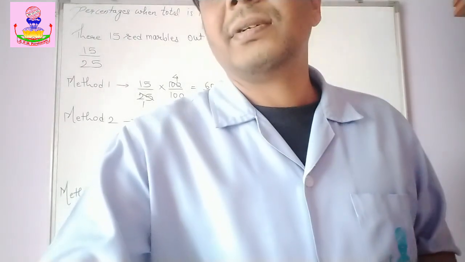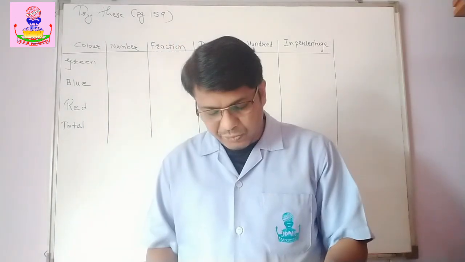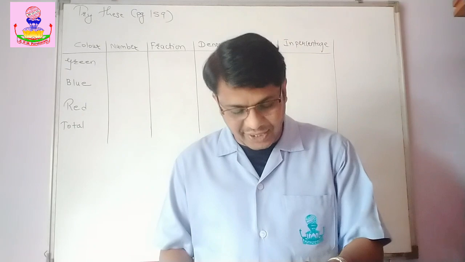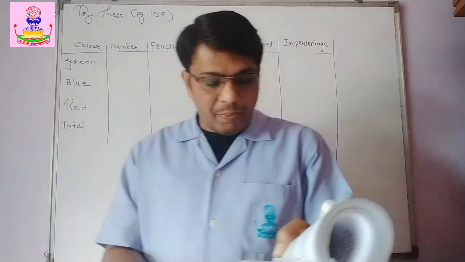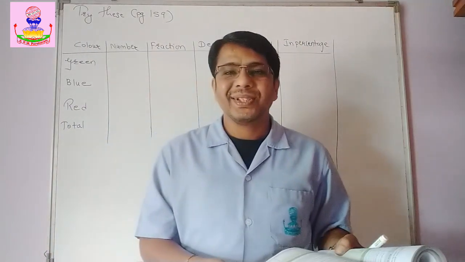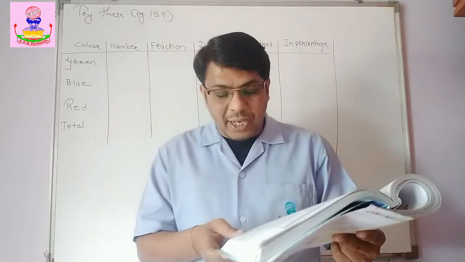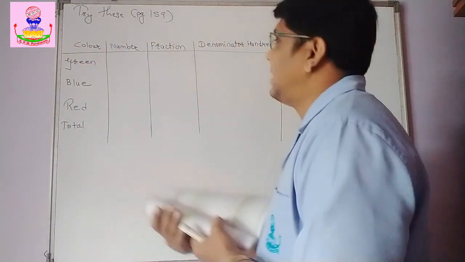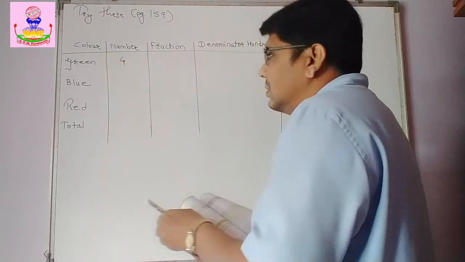Try these. Okay? A collection of 10 chips with different colors is given. See here, this, okay, you can see these chips. So there are green, blue and red. Okay, now there are 10 chips. Out of that, how many are green? Okay, you can see here 1, 2, 3, 4. So I am writing here number. So green are 4.